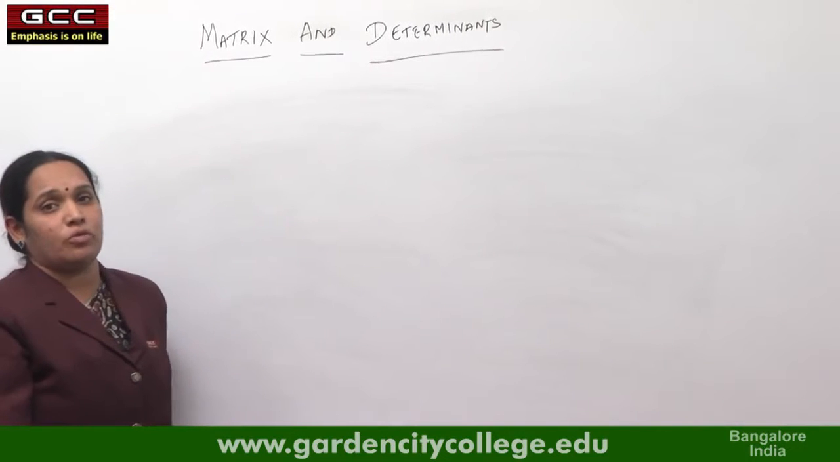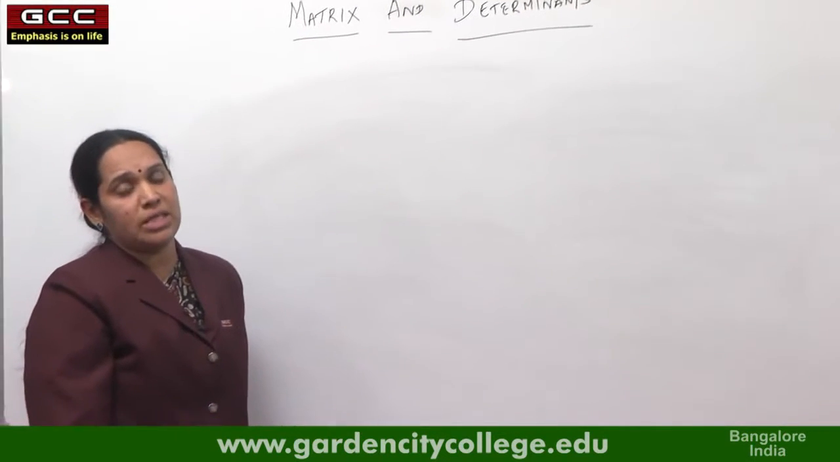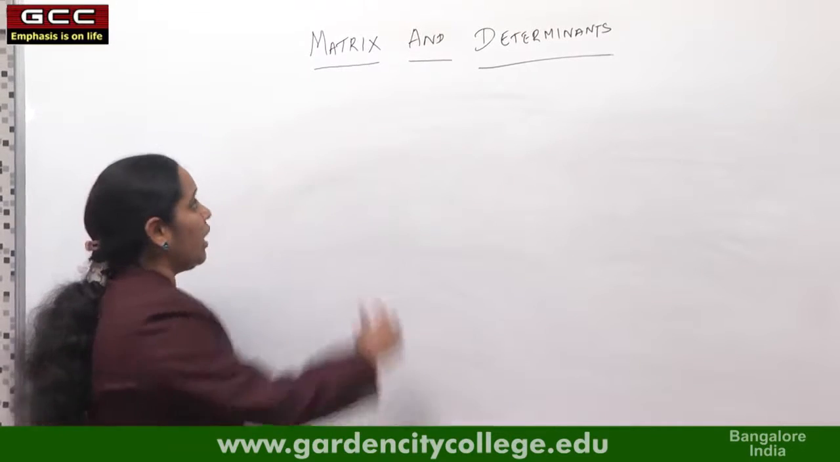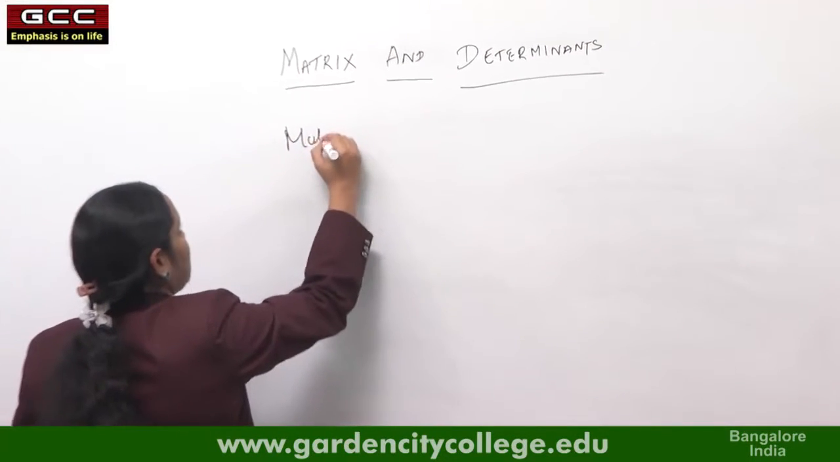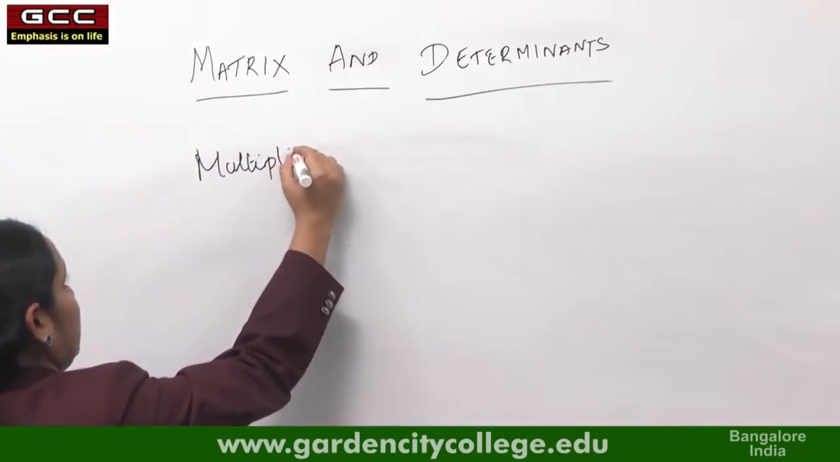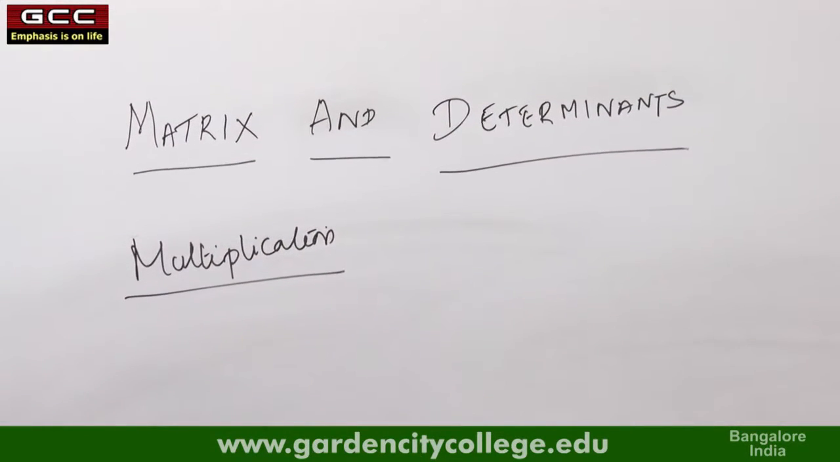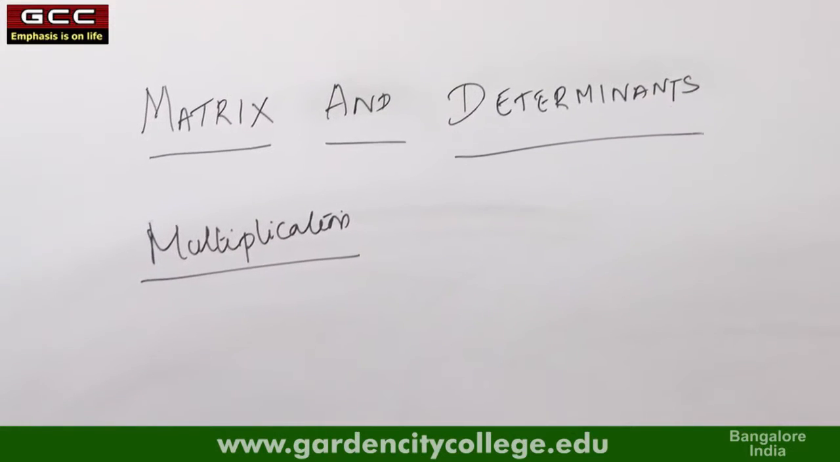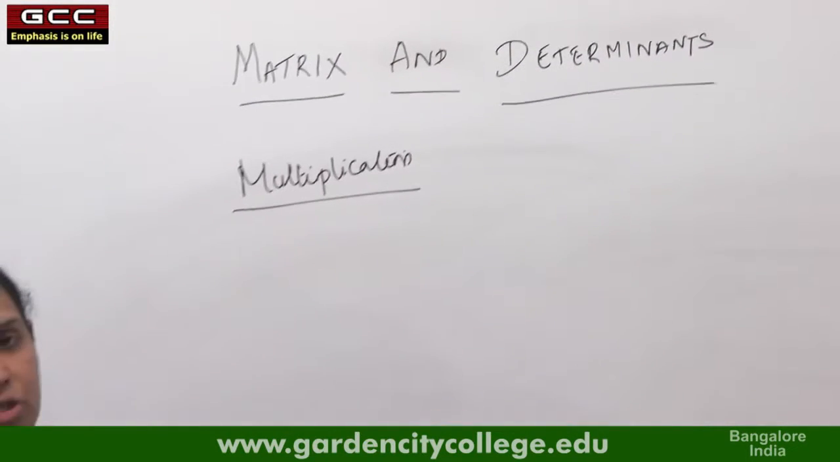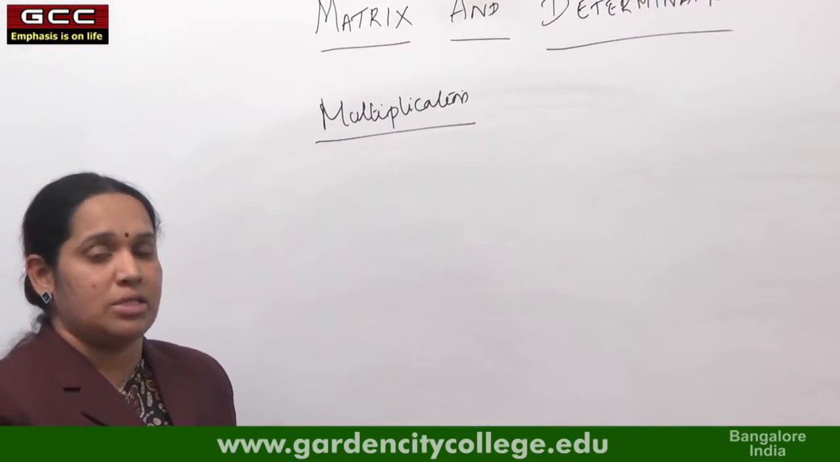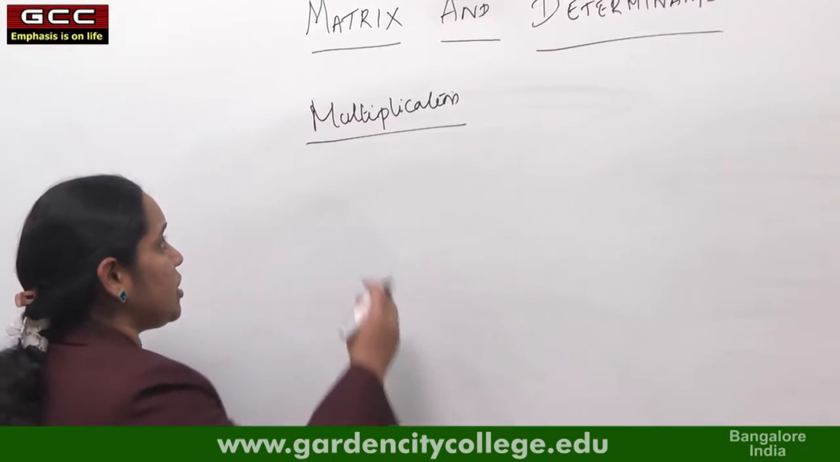The next operation on matrices that we are going to discuss is multiplication of two matrices. Here the condition is quite different. As I said, for addition and subtraction, if you want to add or subtract two matrices, the order should remain the same. But here the condition is quite different.